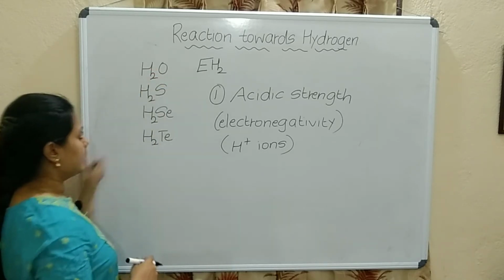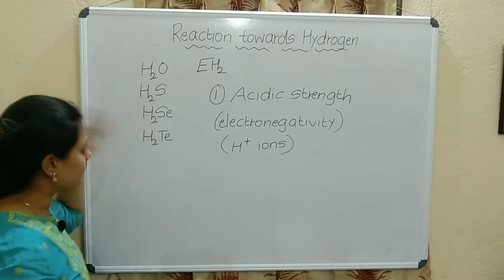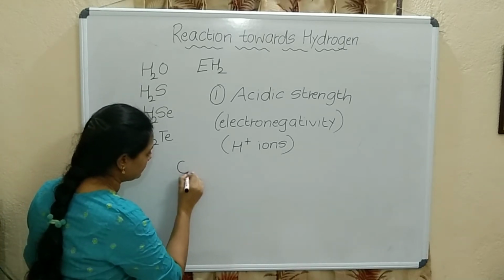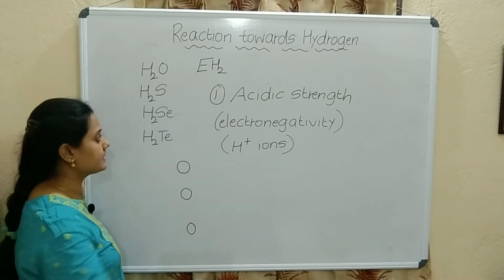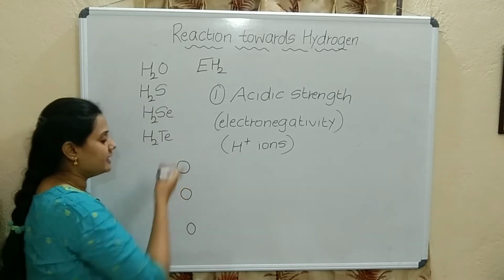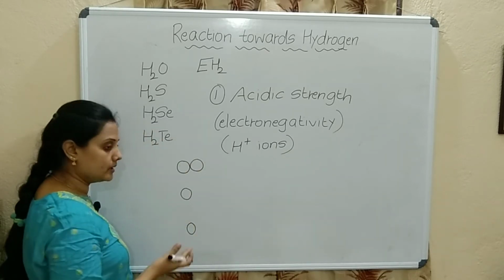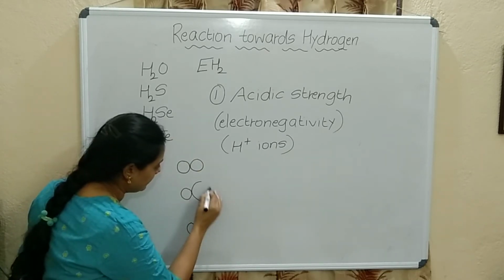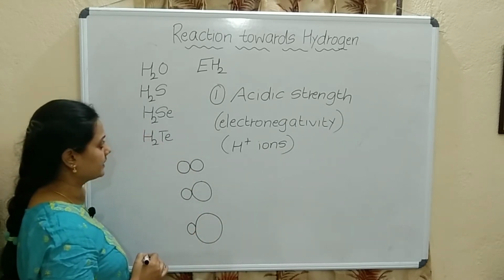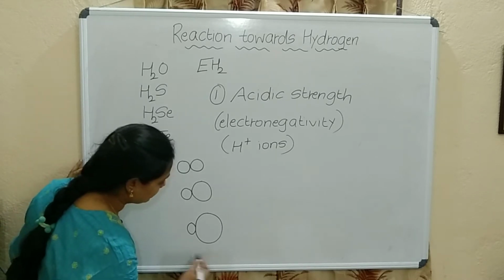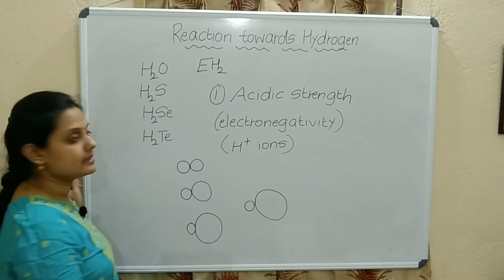Hydrogen is combining with oxygen, with sulfur, with selenium, with tellurium. So see what is happening down the group. Hydrogen size will remain the same. Correct? Hydrogen size is remaining the same. Oxygen, sulfur, selenium, tellurium: what is happening? Size is increasing. Oxygen is almost the same size as hydrogen. Sulfur is a little bigger than oxygen. Selenium is a little bigger than sulfur. And the last one, tellurium, is a little bigger than selenium.